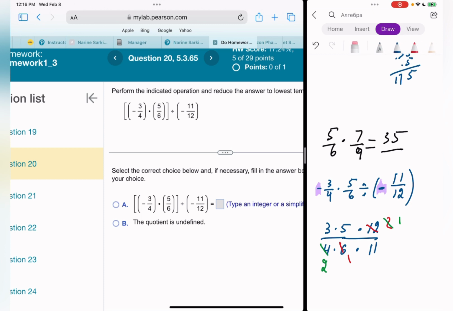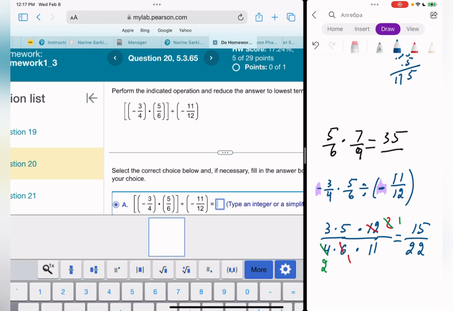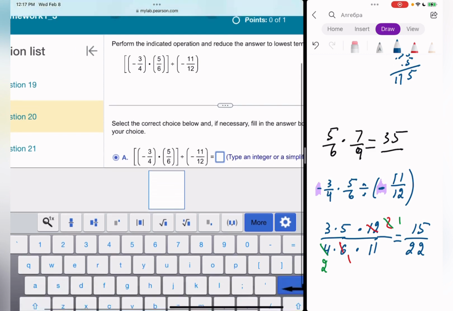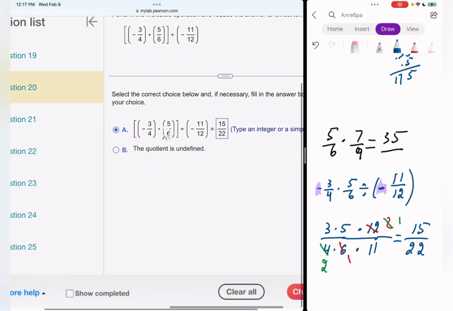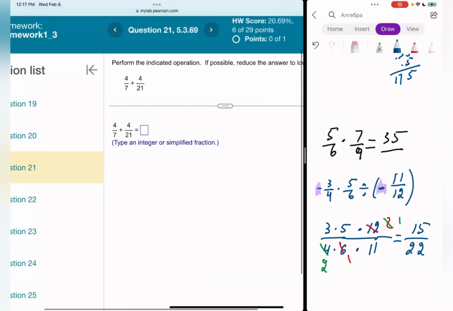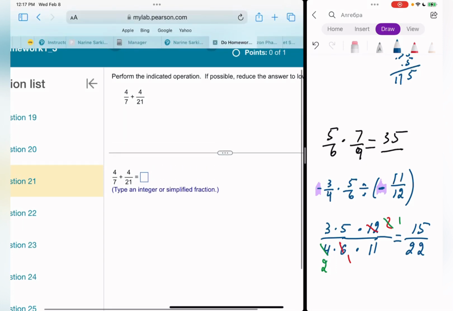So let's multiply. 3 times 5 is 15. 2 times 11 is 22. We can't reduce by anything. So the answer is going to be 15 over 22. Nice work.